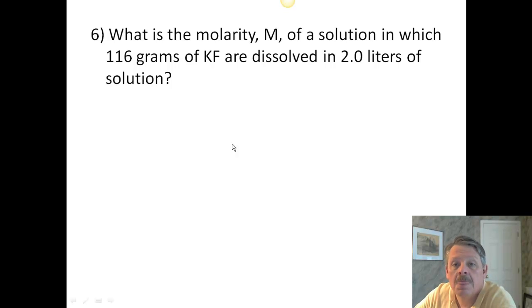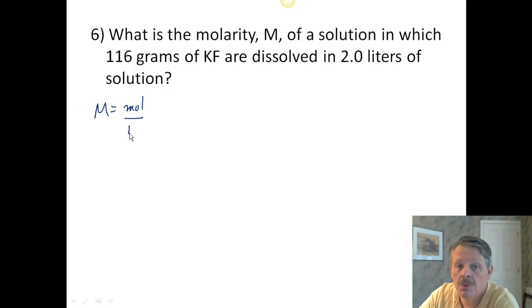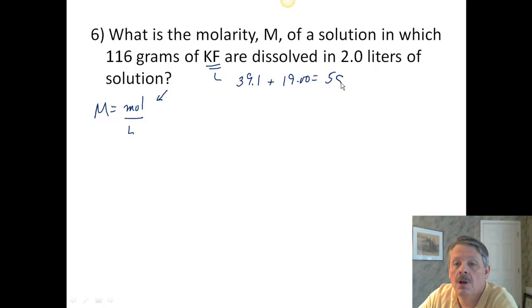All right, what's the molarity in which you've got grams? Uh-oh, now we have a little bit more of a problem. When I do molarity, I see that molarity is moles per liter. I don't see grams there anywhere. But I do see moles, and I can convert grams into moles. So how much does KF weigh? If I look at potassium, potassium is 39.1, and fluorine is 19.00. That gives me a total of 58.1 grams per mole.